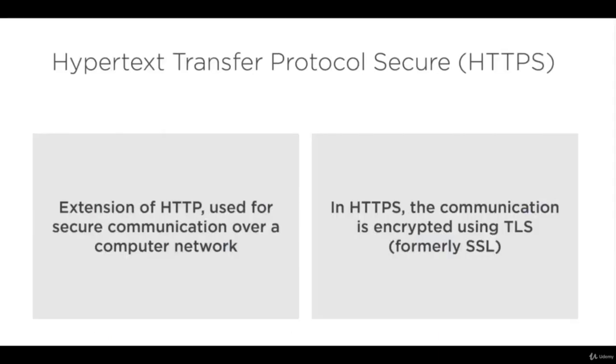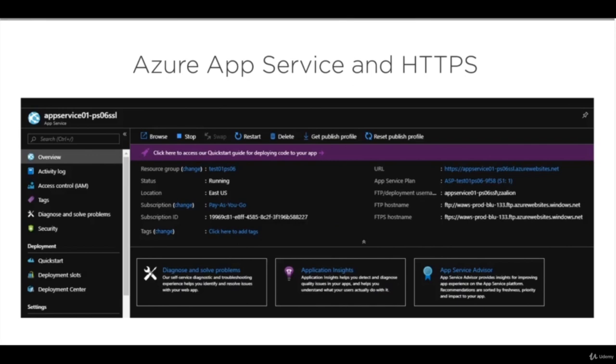Hypertext Transfer Protocol Secure is an extension of HTTP. It is used to secure communications over a computer network. And as you can guess, in HTTPS, the communication is encrypted using TLS. All communications to Azure app services can be secured using TLS. This is true for other types of app services, including function apps. Let's see how it works. Most of us have worked with app services, so if you navigate to the overview page of your app service, you can examine the URL by which the app service is accessible. There are two types of URLs for your app service.